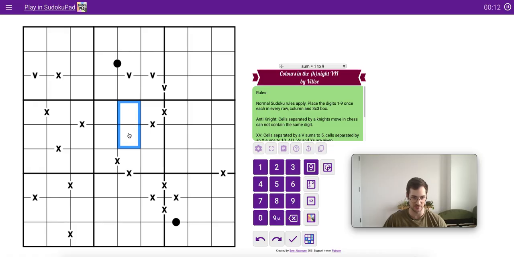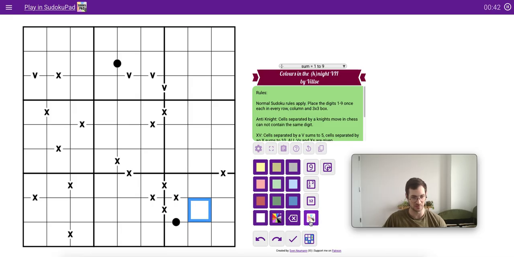And again, if any two cells don't have an X or a V between them, these two cannot sum to 5, and these two cannot sum to 10. Our knight's move constraint is that if any two cells, for example these two, are a knight's move in chess apart, they cannot contain the same digit. And then we have our final rule of crop dots. So these two cells are in a 1 to 2 ratio, so they could be 1 and 2, 2 and 4, 4 and 8, or 3 and 6. And with that, I think we can get solving.